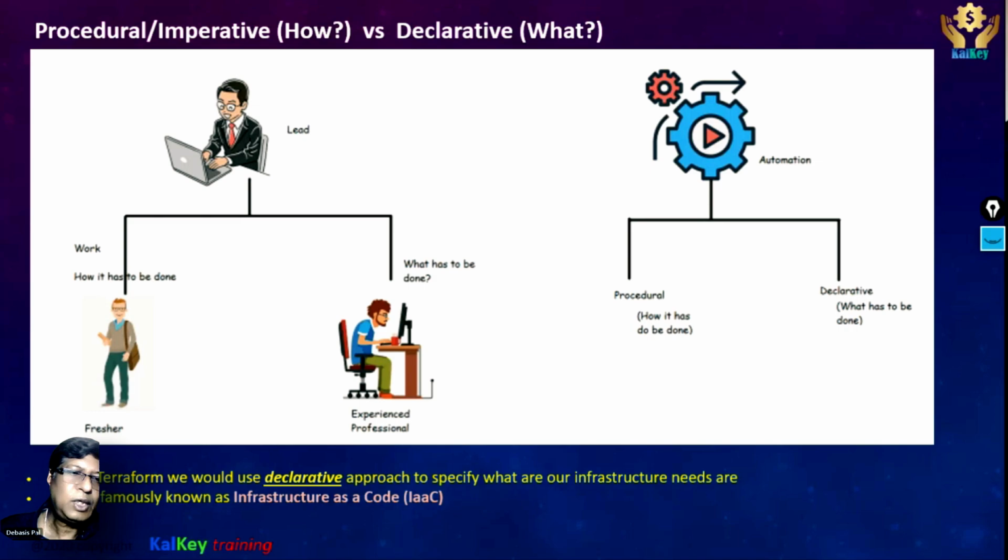Okay. So Terraform is a declarative approach to specify what your infrastructure needs are, what you want to create, what you want to provision. So you declare that, and this is my desire. That desire is nothing but a declarative. And this is famously known as infrastructure as code, IaC.